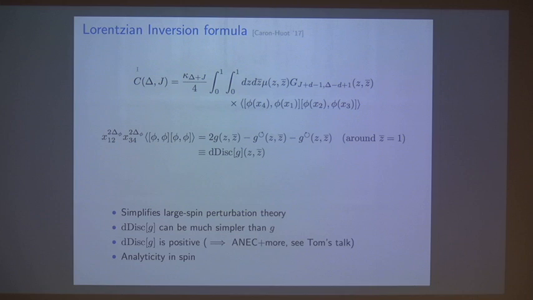The nice features of the Lorentzian inversion formula that I want to emphasize and explain in this talk are as follows. One is that it vastly simplifies large spin perturbation theory, and I'll explain what that is and why it's important and interesting shortly. Another important property is that it determines all of this dynamical data purely in terms of the double discontinuity, which can be much simpler than the four-point function itself. This depends on the setting, but we'll see many examples where the double discontinuity is easy to compute and therefore gives you an easy route to determining a huge amount of data about the CFT.